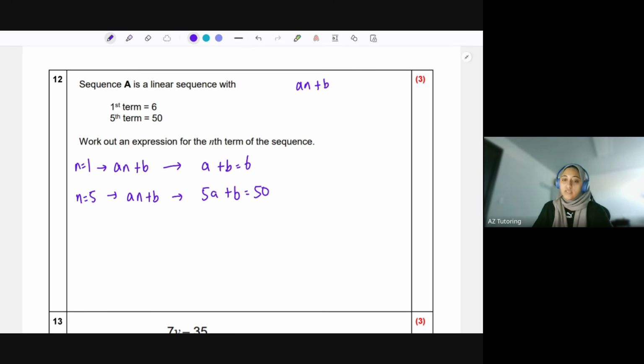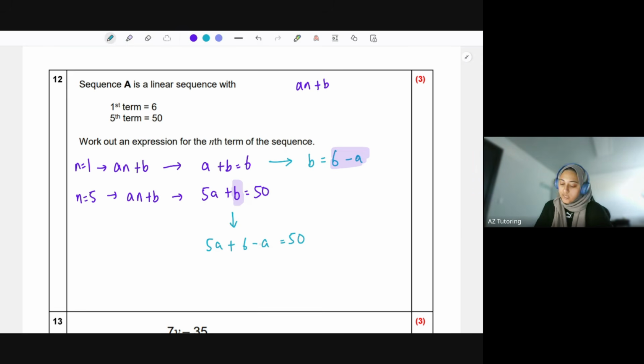These two equations I need to solve to find out what's a and b. So I can rearrange this top one here. I'm going to do it in different color. I can make b the subject. So I'm going to minus a to the other side, 6 minus a. And then I'm going to plug this in to b here. So I'm just doing simultaneous equations. So 5a plus b, which is 6 minus a, equals 50.